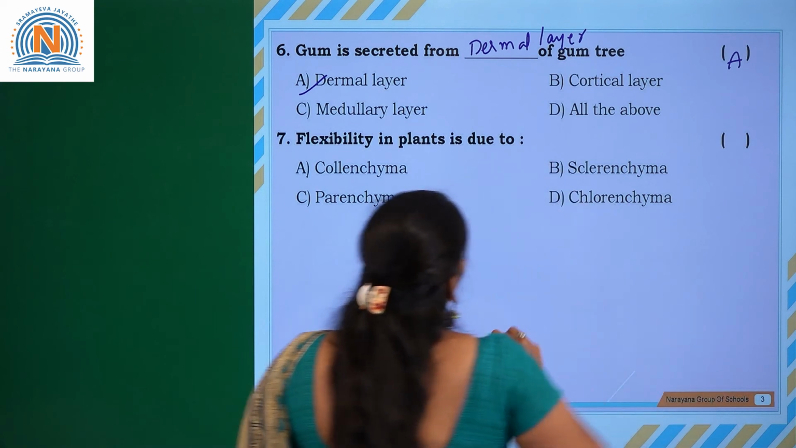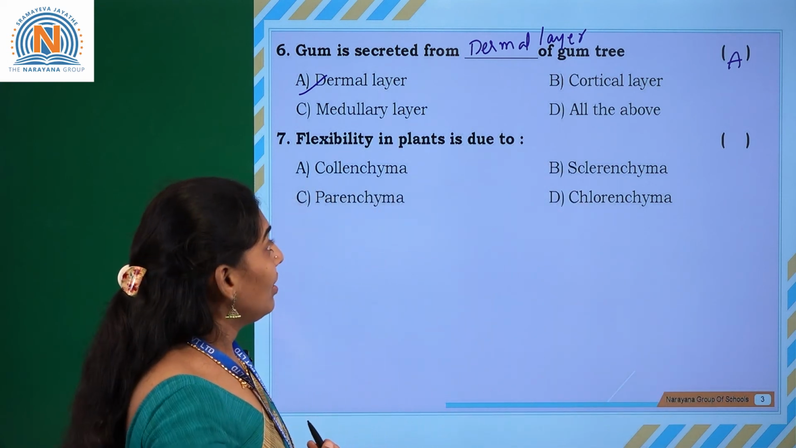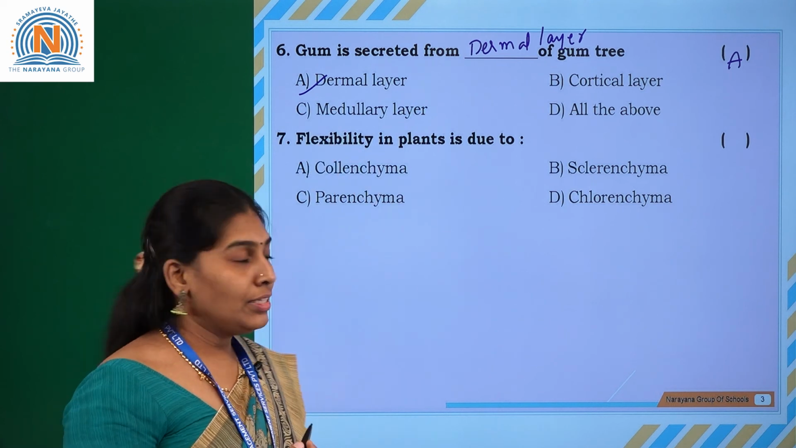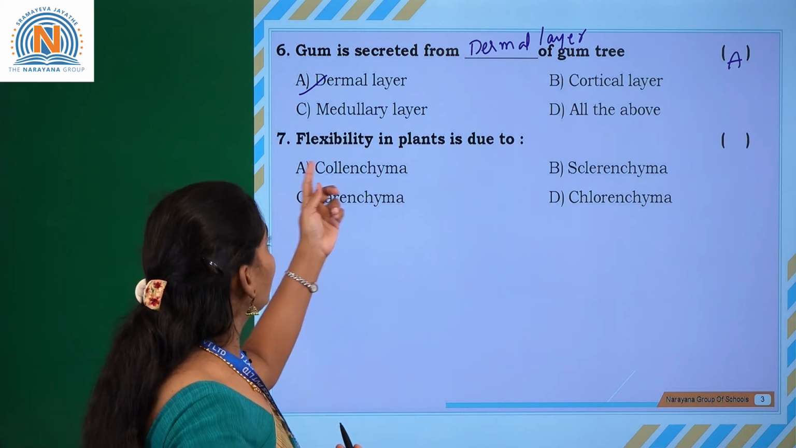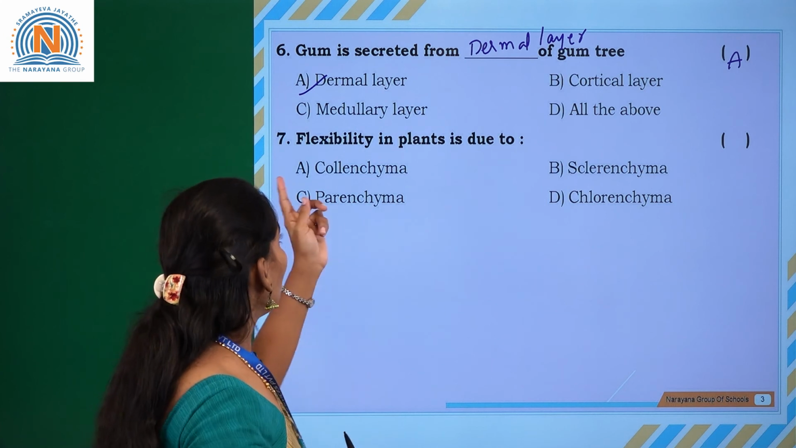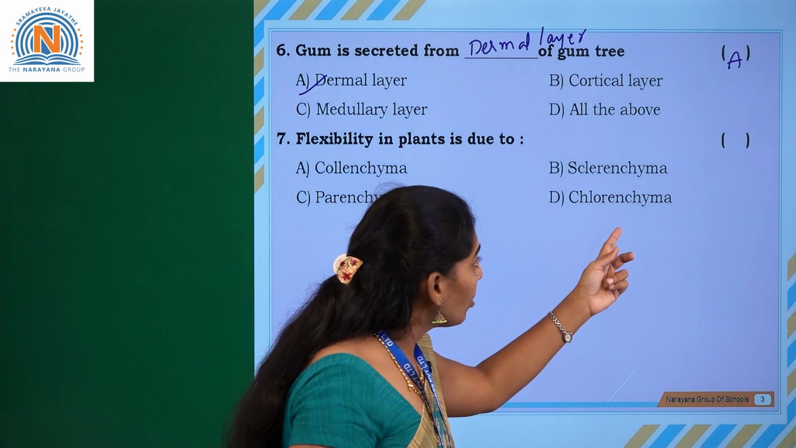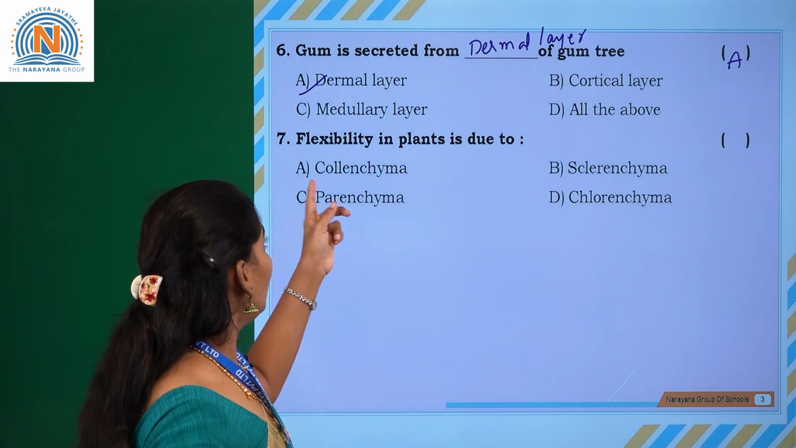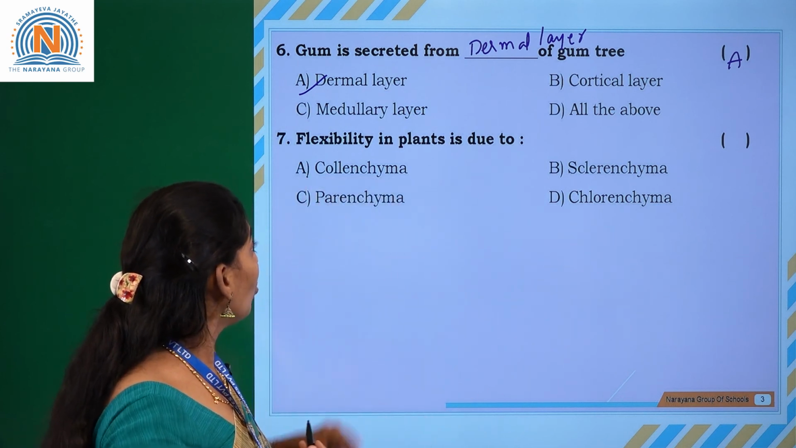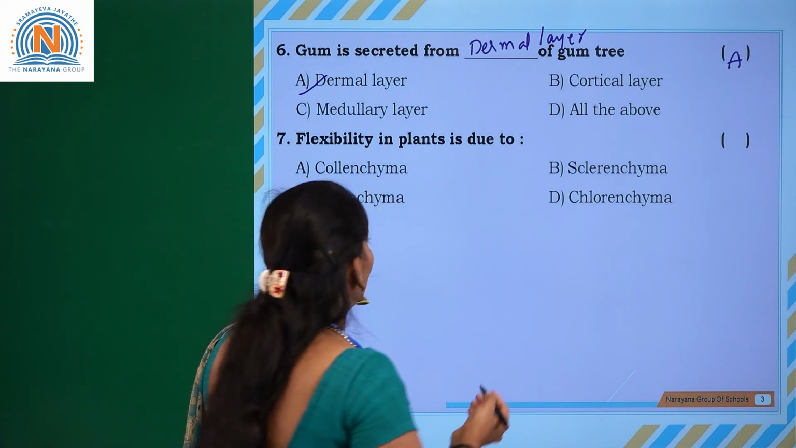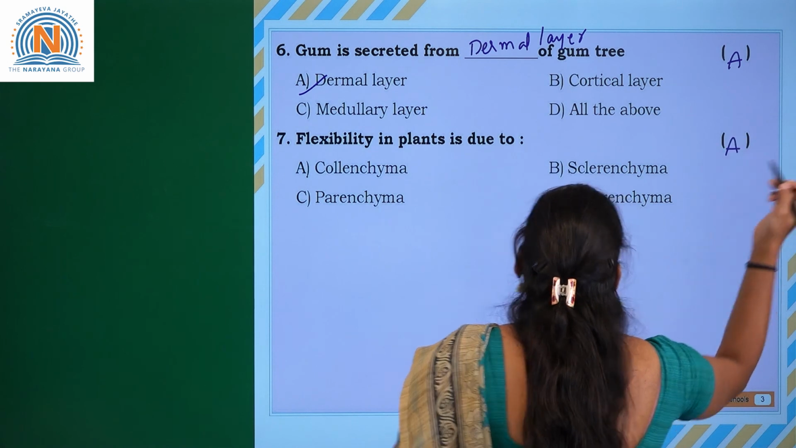The other options they have given are cortical layer, medullary layer and all of the above; the dermal layer secretes the gum itself. Okay, and the next one: flexibility in the plants is due to collenchyma, sclerenchyma, parenchyma or chlorenchyma. The answer is collenchyma, as the plants get flexibility from it. So the answer is option A, collenchyma.